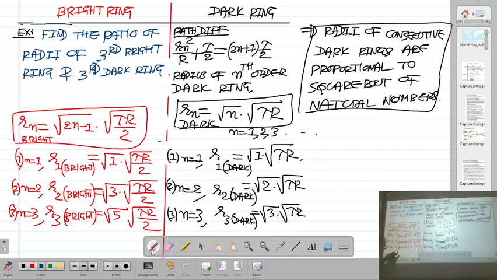For the third bright ring, n is equal to 3. So what is the radius of the third bright ring? The radius of the third bright ring R3 bright is under root 2 into 3 minus 1, so under root 5 under root lambda r by 2.